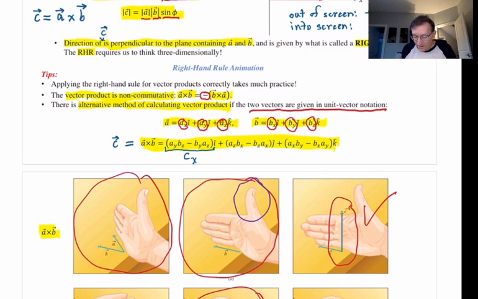Next, plus A sub z times B sub x minus B sub z times A sub x, all times j hat. In other words, everything in this second parentheses is the y component of the resultant C. And then plus A sub x B sub y minus B sub x A sub y. So everything in that third set of parentheses is the z component of the resultant C. We just use it if we're given A and B in unit vector notation.